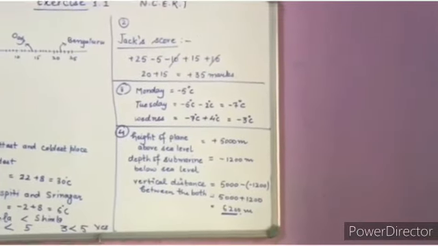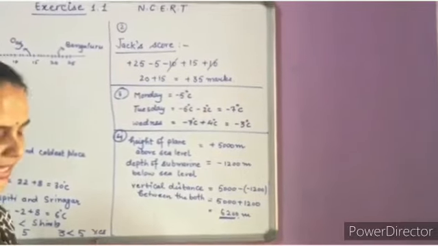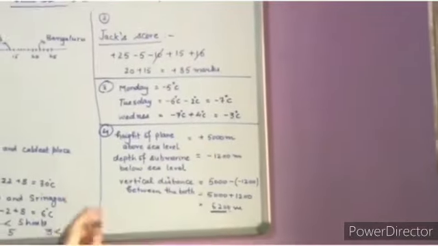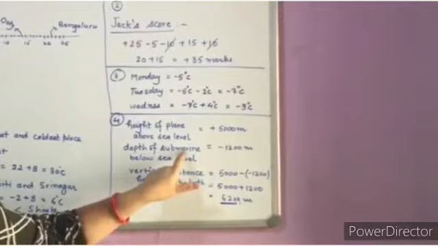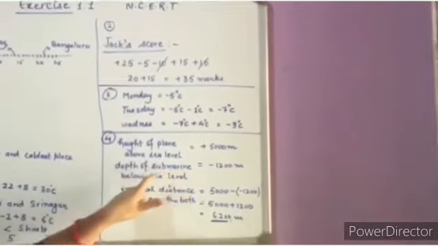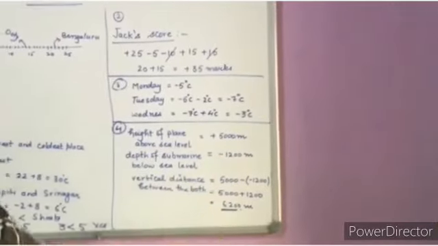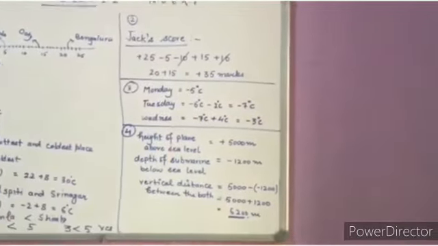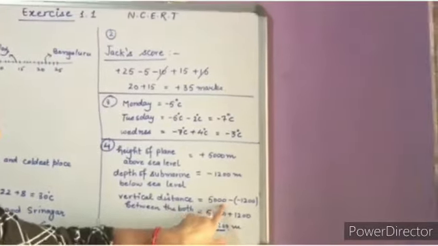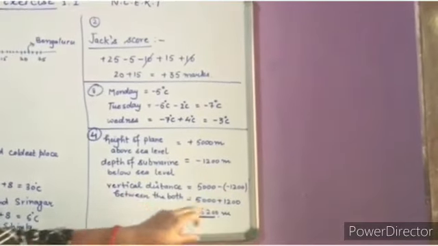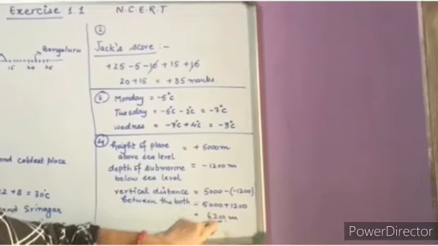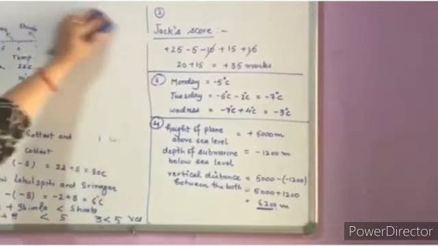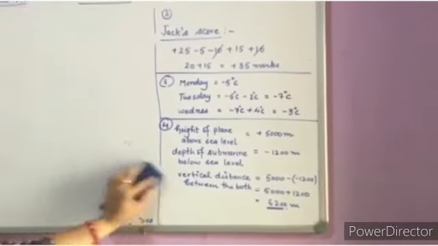Question number 4. A plane is flying at a height of 5,000 meters above sea level. If the plane is flying above sea level, we take the plus sign. Next, they have given a submarine. A submarine is below sea level, so for the depth of the submarine below sea level we take the minus sign. We have to find the vertical distance between the aeroplane and the submarine. 5000 minus, this minus is for difference, minus 1200. Minus will give you plus. What will be your answer? 6200 meters. Okay. I hope till here you are clear with all the questions. Let me solve further parts of this exercise.